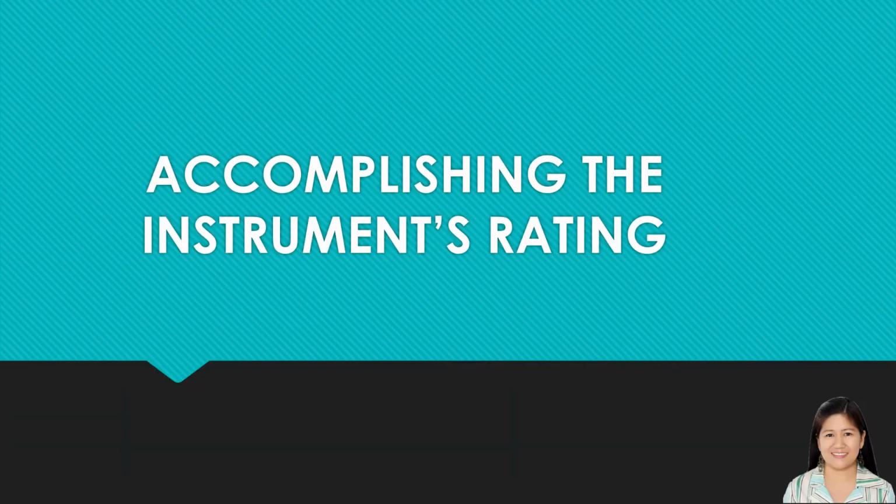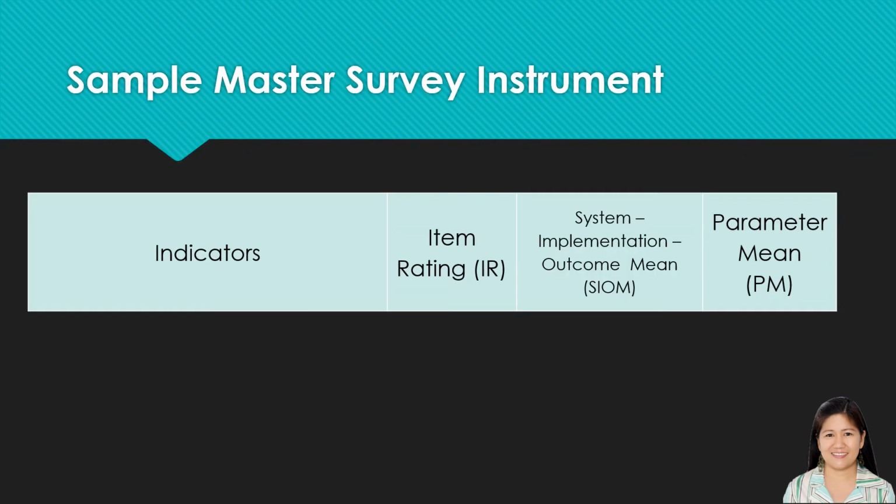Okay, so how do we accomplish the instruments rating? Our master survey instrument has 4 features or elements. Ito po yung indicators or the benchmark statements, yung item rating, the system, implementation outcome mean or SIOM, and PM, our parameter mean.